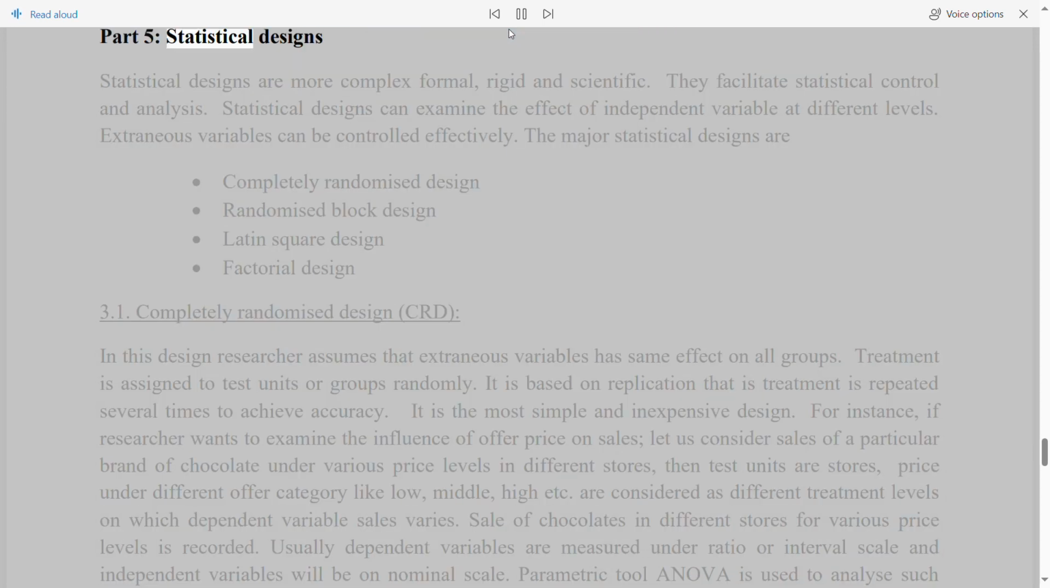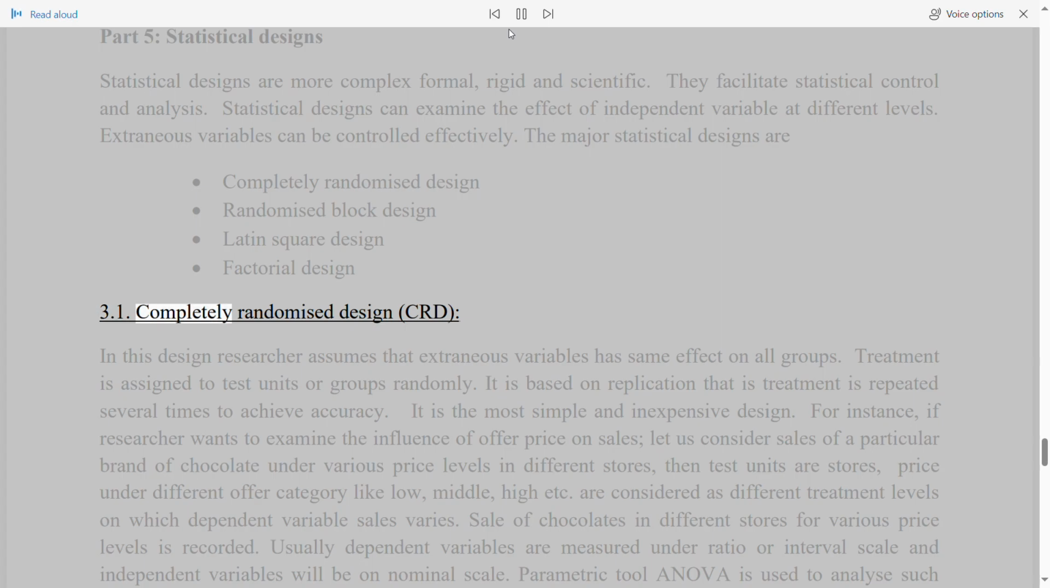Part 5. Statistical designs. Statistical designs are more complex, formal, rigid and scientific. They facilitate statistical control and analysis. Statistical designs can examine the effect of independent variable at different levels. Extraneous variables can be controlled effectively. The major statistical designs are completely randomized design, randomized block design, Latin square design, factorial design.